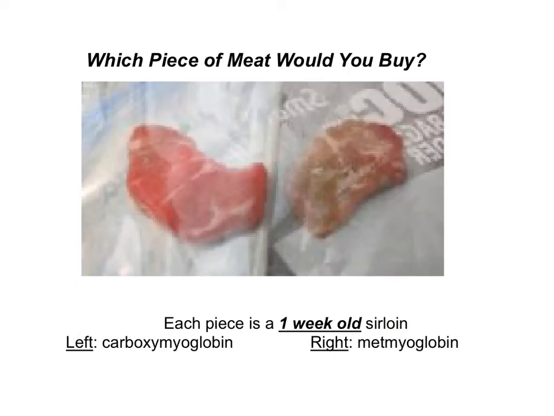You're at the store trying to decide which piece of meat to buy. You don't know that each piece of meat is 1 week old. You decide to buy the appealing red piece rather than the brown piece. The red piece of meat has been exposed to carbon monoxide, which binds to iron, which turns the myoglobin red. With the brown piece, water is bound to the iron, which makes myoglobin brown. So each 1 week old steak is really the same quality.